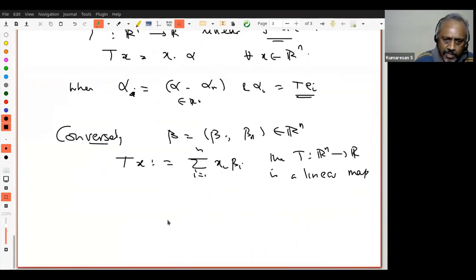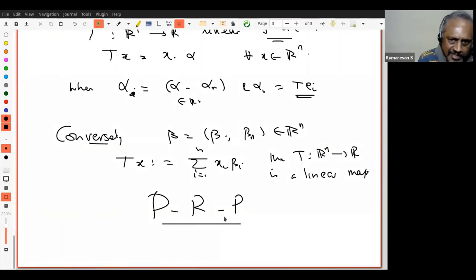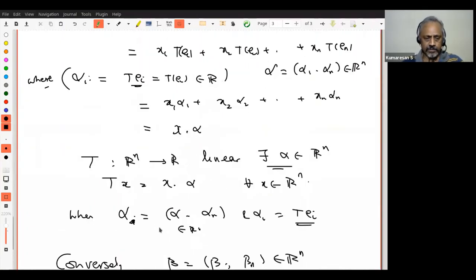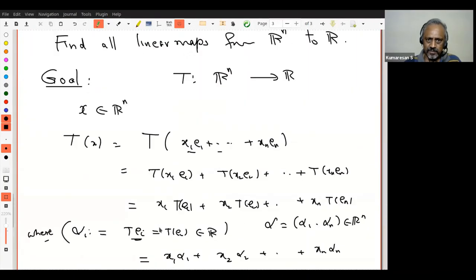Okay. Please pause, review, then we will proceed. I'll give you 15 seconds. Please go through this. Even fifth semester students should go through this. So this is a very special case where we have classified all linear maps. We know all of them. That's something very interesting.